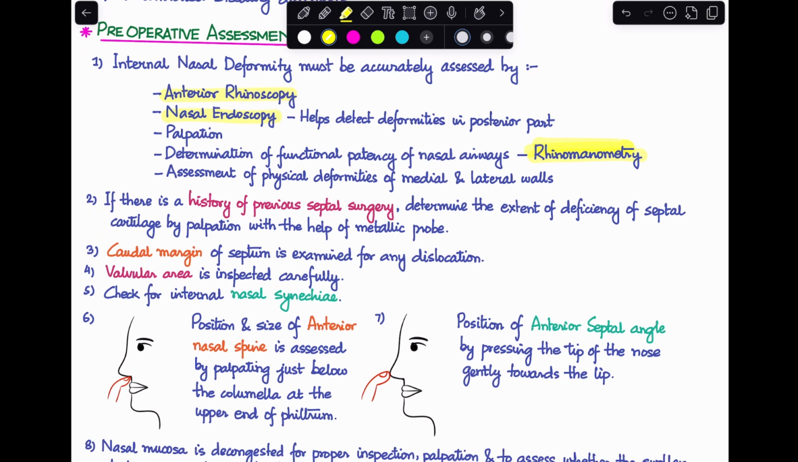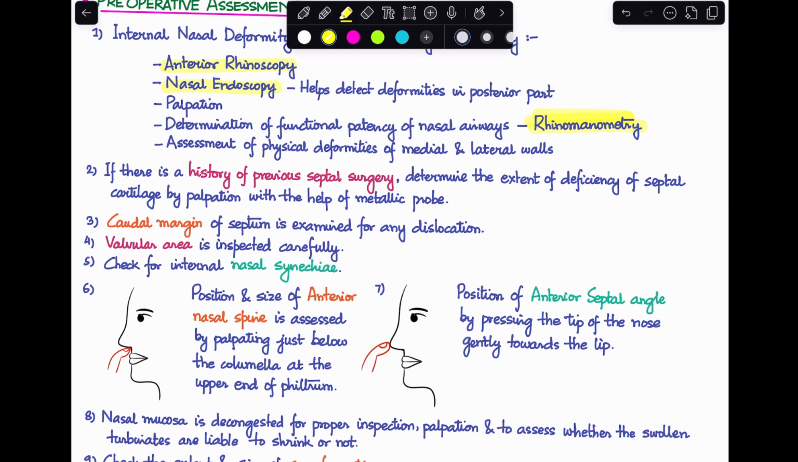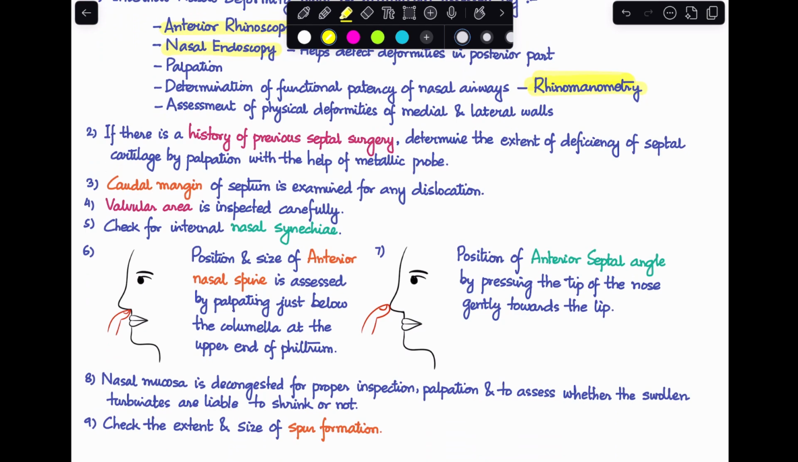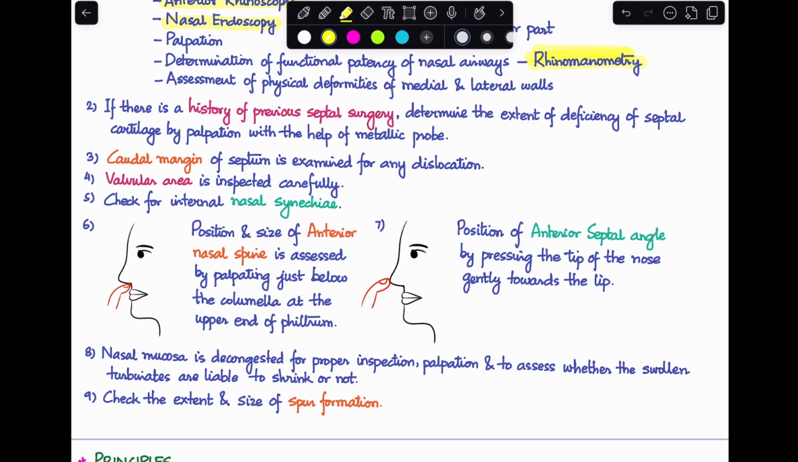Now, if there is any history of previous septal surgery done, whether it is an SMR or a septoplasty, first you need to determine the extent of the deficiency of the septal cartilage by palpating it with the help of a metallic probe. Then also look at the caudal margin of the septum. A lot of the times the deviation is just at the caudal septum, so the person may end up having caudal septal deviation. So you should also examine that for any kind of dislocation.